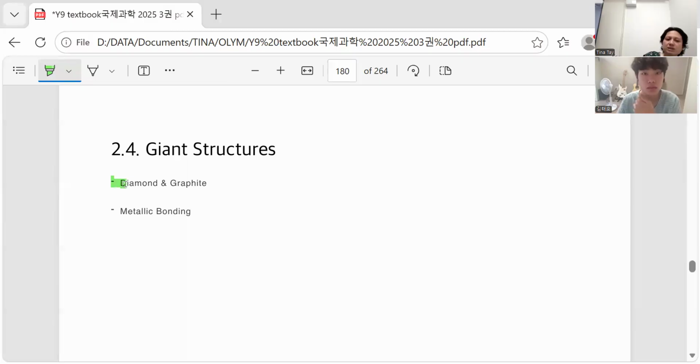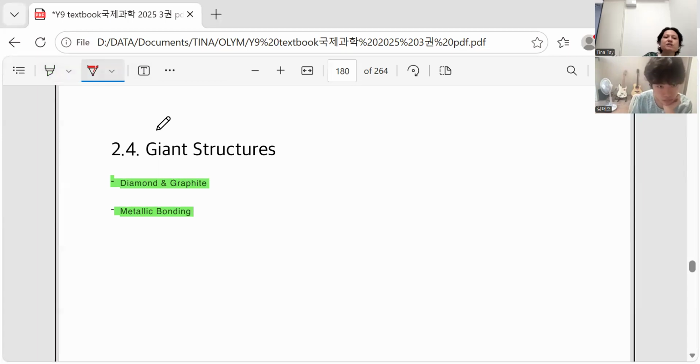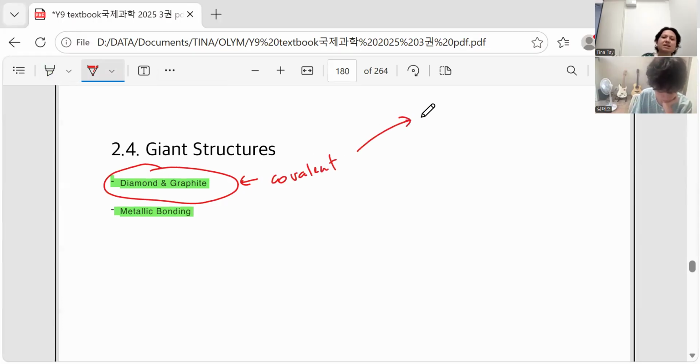So diamond and graphite and metallic bonding, the last part. First of all, diamond and graphite are also covalent. But for covalent, there are two types. They are simple molecular, like I taught you, and now this one is called giant covalent structures.